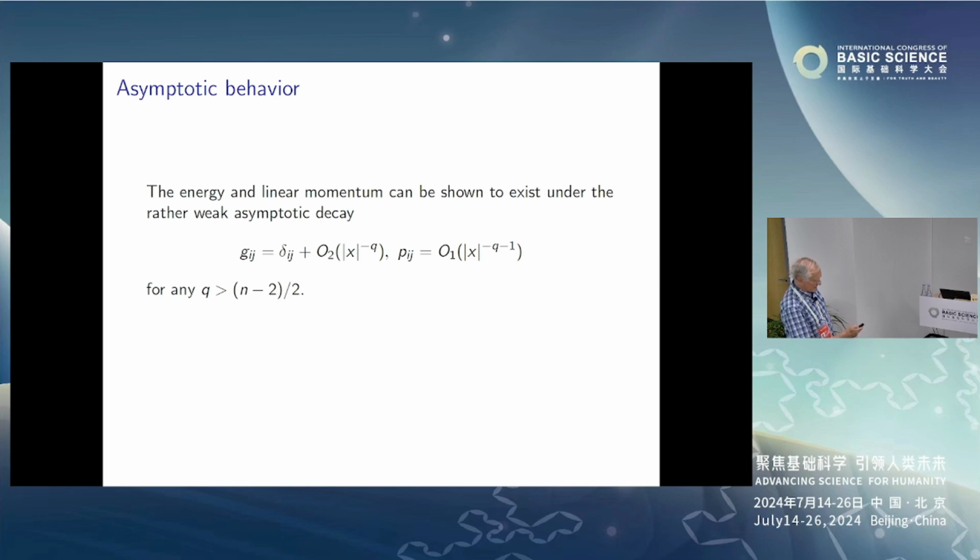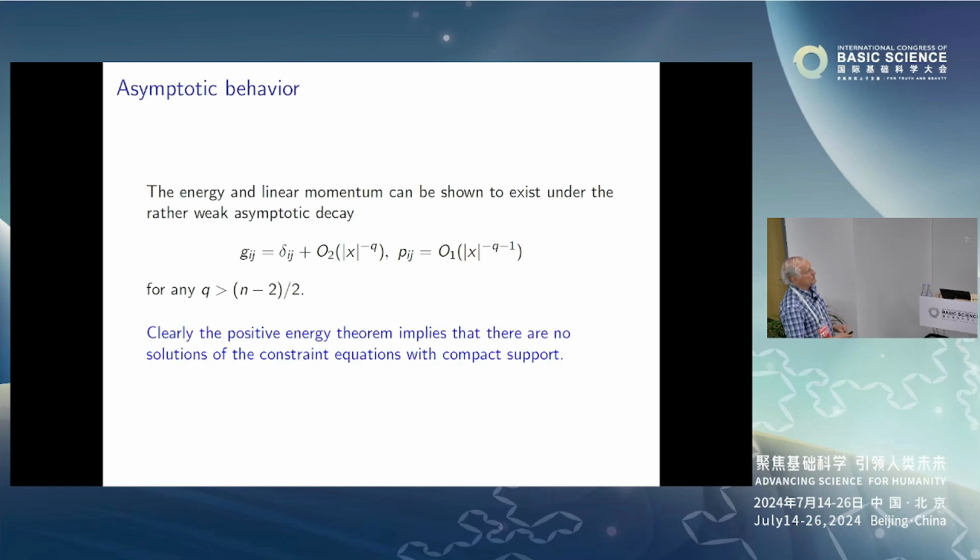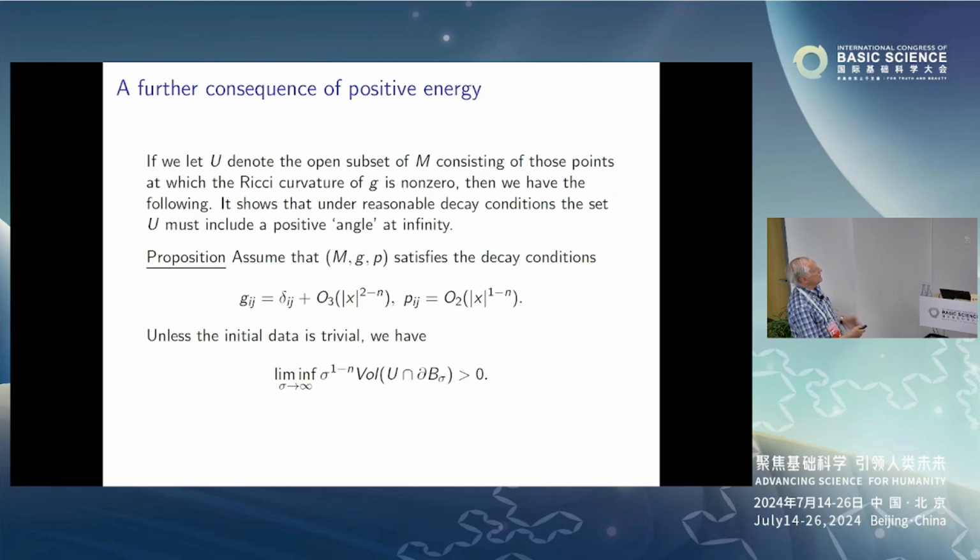And of course, we always have to assume the constraint equation, so the scalar curvature is 0. Under these conditions, the energy and the linear momentum are well defined, and the positive energy theorem holds. Again, the positive energy theorem says that we cannot really localize data. We can't make them compactly supported. And so we're going to try to see what we can do.